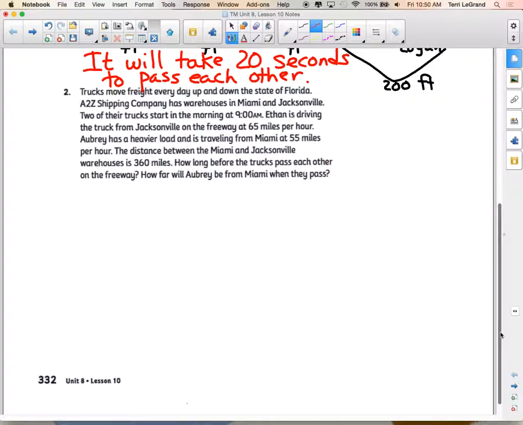A2Z Shipping Company has warehouses in Miami and Jacksonville. 2 of their trucks start in the morning at 9 a.m. Ethan is driving the truck from Jacksonville on the freeway at 65 miles per hour. Aubrey has a heavier load and is traveling from Miami at 55 miles per hour. The distance between the Miami and Jacksonville warehouses is 360 miles. How long before the trucks pass each other on the freeway? How far will Aubrey be from Miami when they pass?